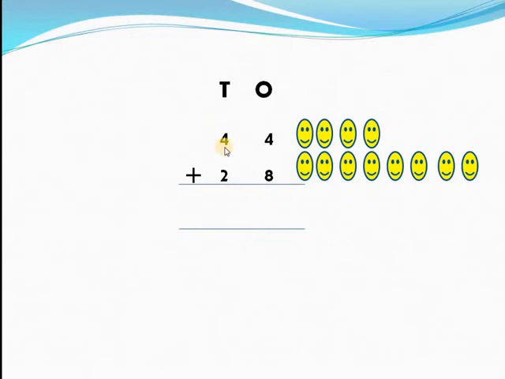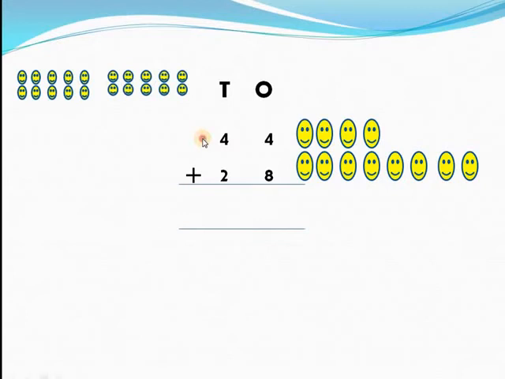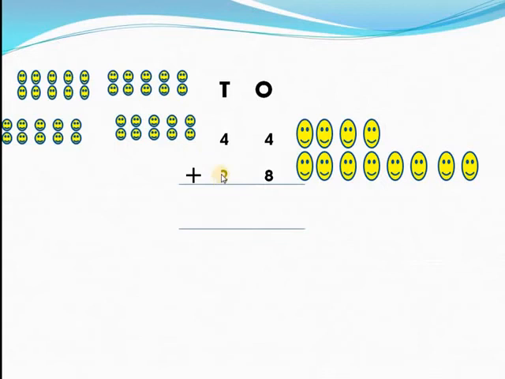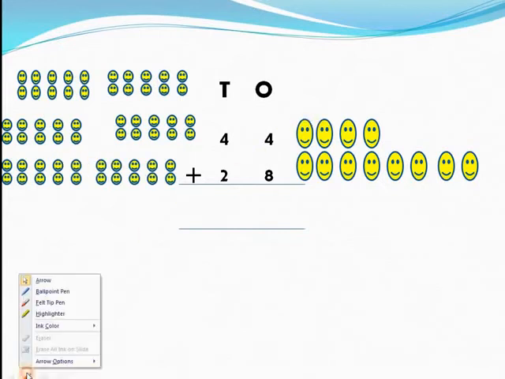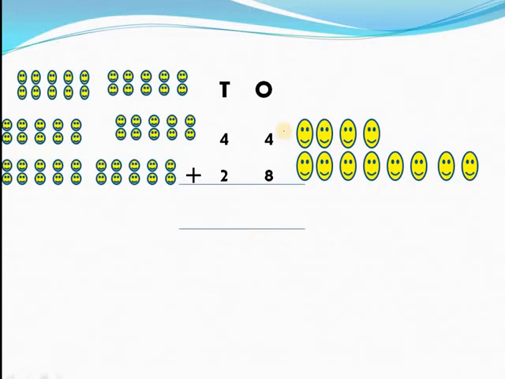Here we have 4 bundles of 10. So 1 bundle of 10, 2 bundles of 10, 3 bundles of 10, and 4th group of 10. Next we have 2. So we are going to draw 2 more groups of 10. 1 group of 10 and 2 groups of 10. This is 4 and this 2. Here in ones place, when you add 4 plus 8, your answer is 12. 2 is in ones place and this 1 is in tens place.